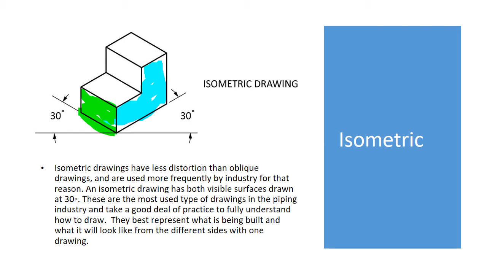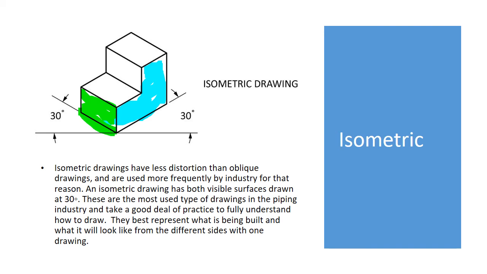So here's an isometric drawing. Isometric drawings have less distortion than oblique drawings and are used more frequently by industry for that reason. An isometric drawing has both visible surfaces drawn at 30 degrees. So that would be the green and the blue faces. These are the most used type of drawings in the piping industry and take a good deal of practice to fully understand how to read and to draw. They best represent what is being built and what it will look like from the different sides with one drawing.